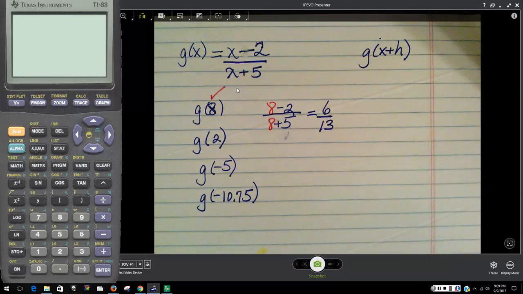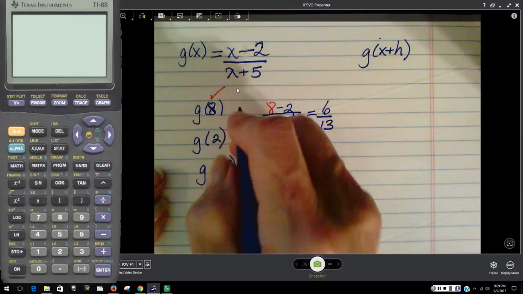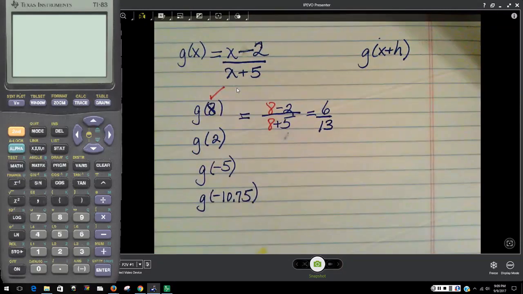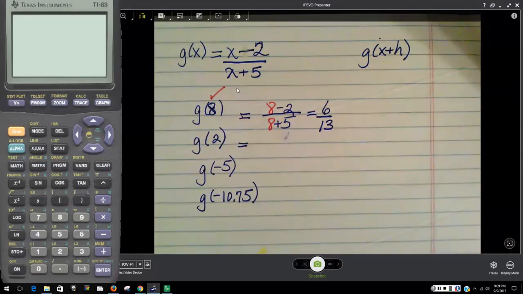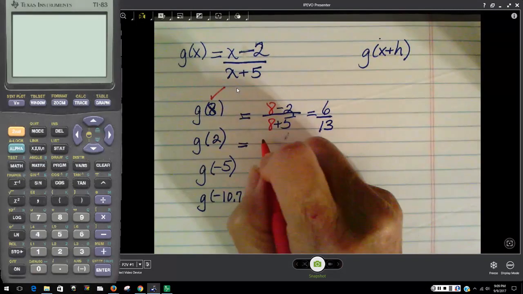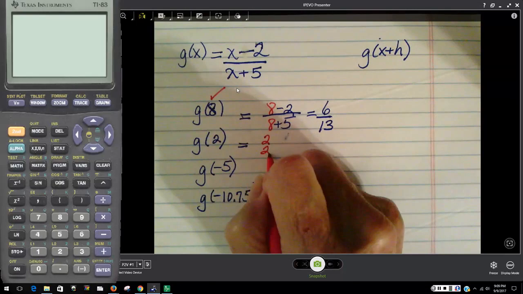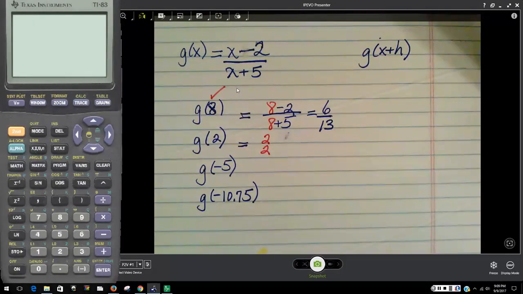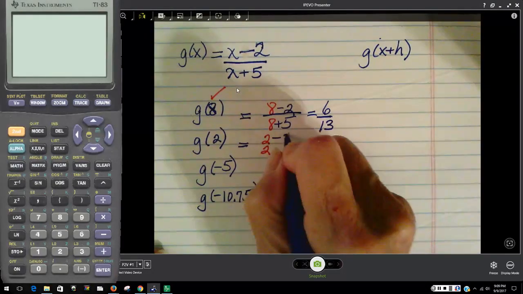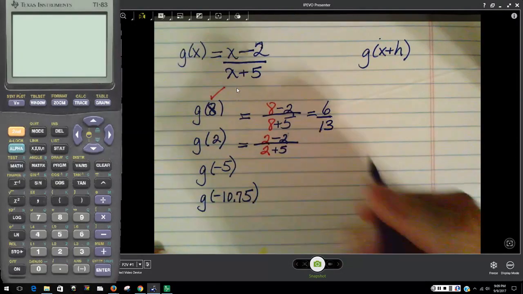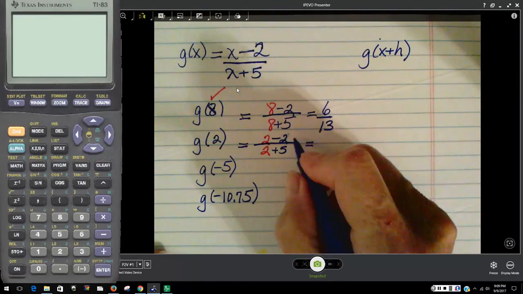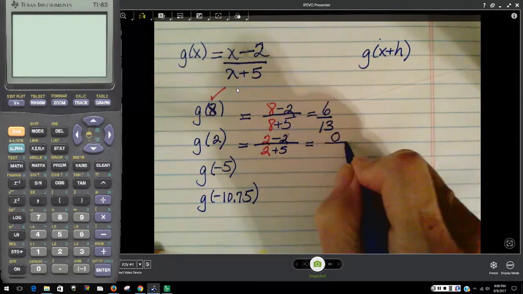And 6 over 13 is a fraction, and it is in lowest terms. So we will stop there, and the answer is 6 over 13. Now, g of 2 means we're going to replace x with the number 2. So in the numerator, we'll subtract 2, and in the denominator, we'll add 5. And 2 minus 2 is 0, and 2 plus 5 is 7.